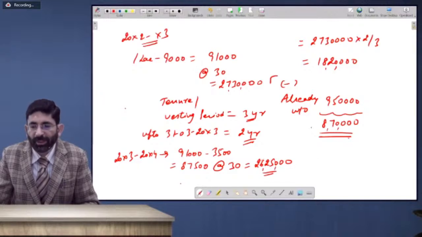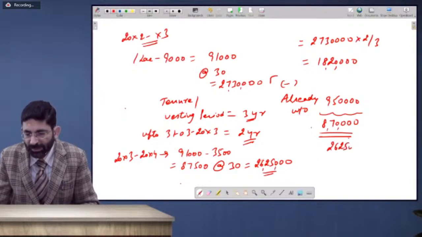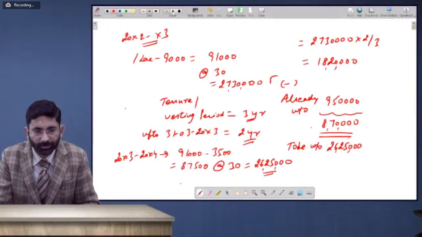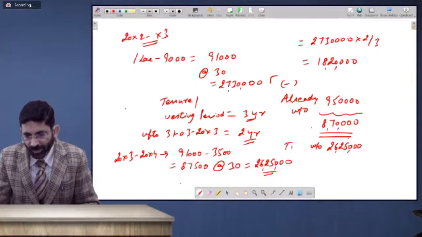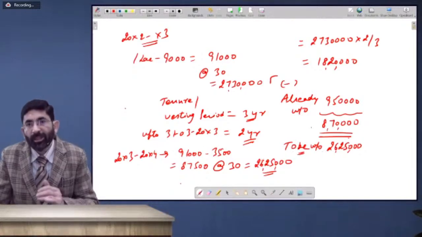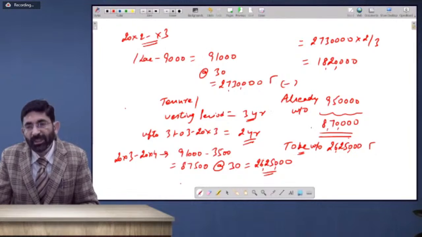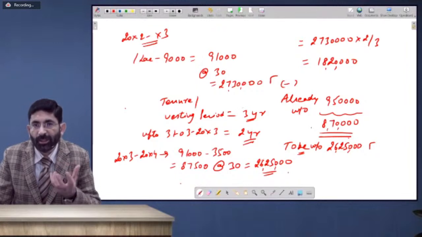How much is already written off? That you have to check. Total amount to be written off is 26 lakh 25,000. This is the maximum amount to be written off, because the third year is also over now. This is proposed to be written off. At the end of 3 years, the total amount to be written off is 26 lakh 25,000. Already how much amount is written off? Obviously, some amount is written off in the first year, some in the second year, and finally, whatever is the total amount to be written off, that will be done in the last year.